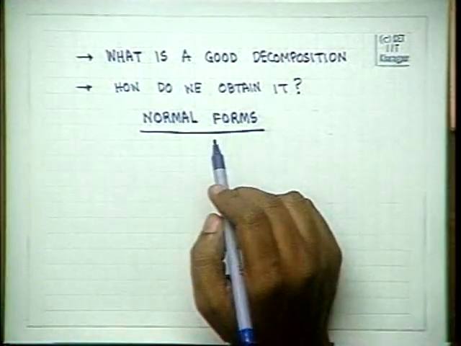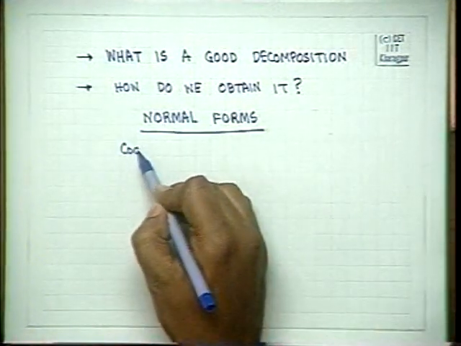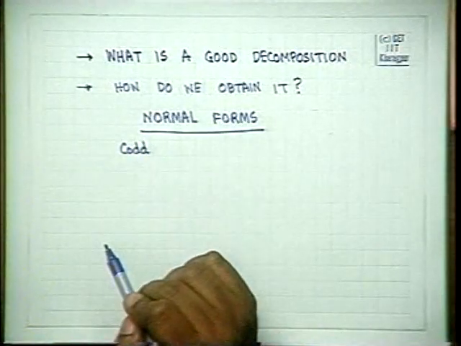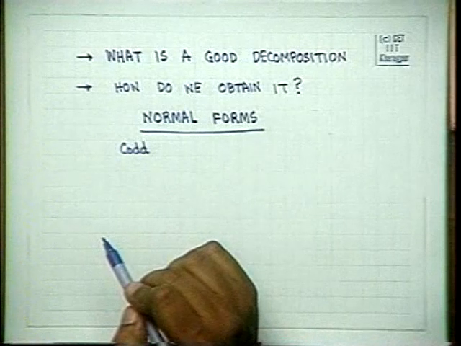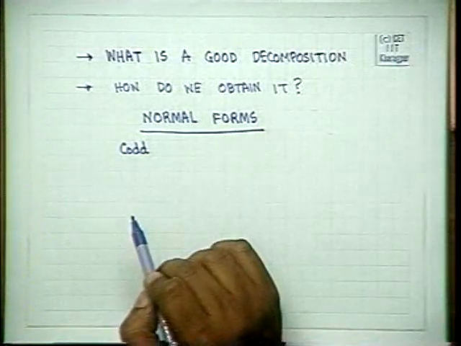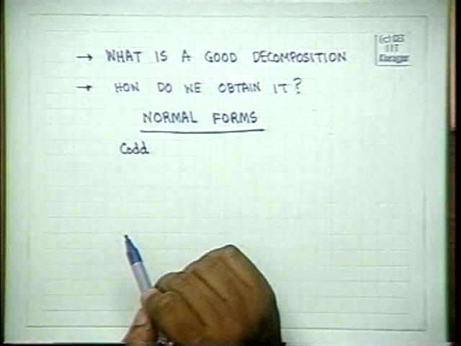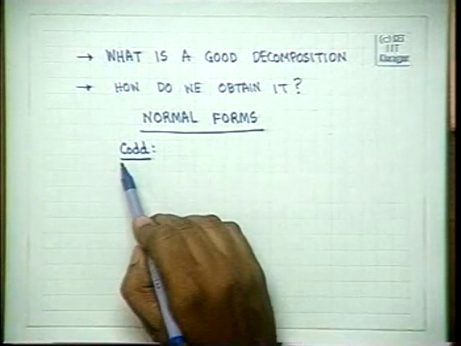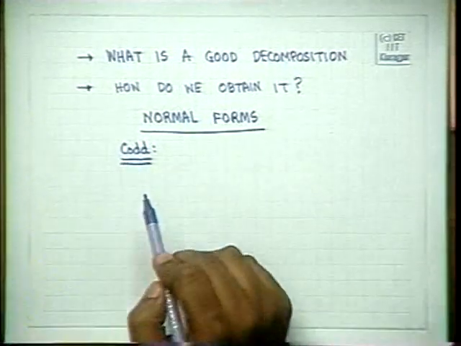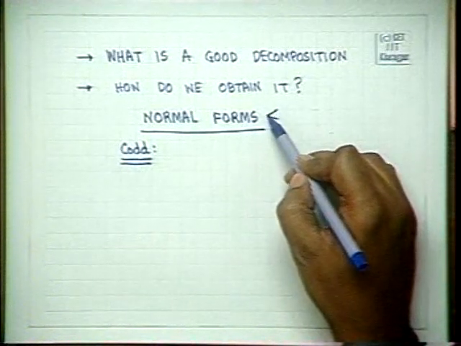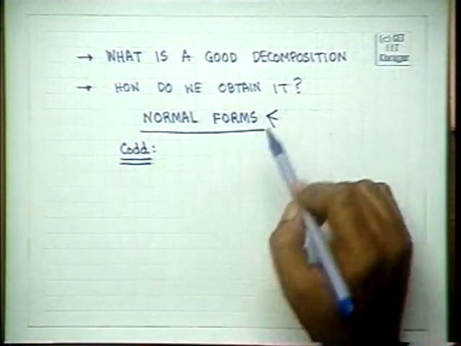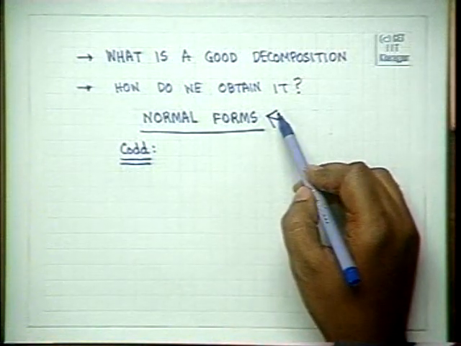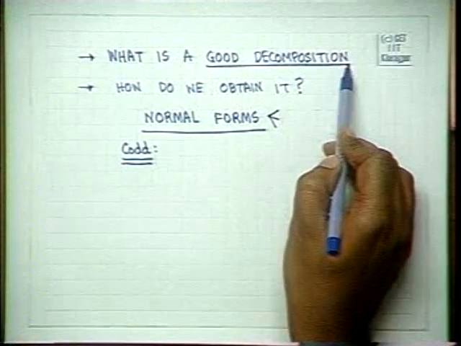If you recollect, Codd introduced the relational database model. In fact, Codd has introduced many other important things in computer science, but he introduced this relational database model, and in this relational database model he introduced the concept of normal forms. So, it has got historical importance as well as importance in terms of what is a good decomposition. So, we will study these normal forms one by one and see what are the types of normal forms available.